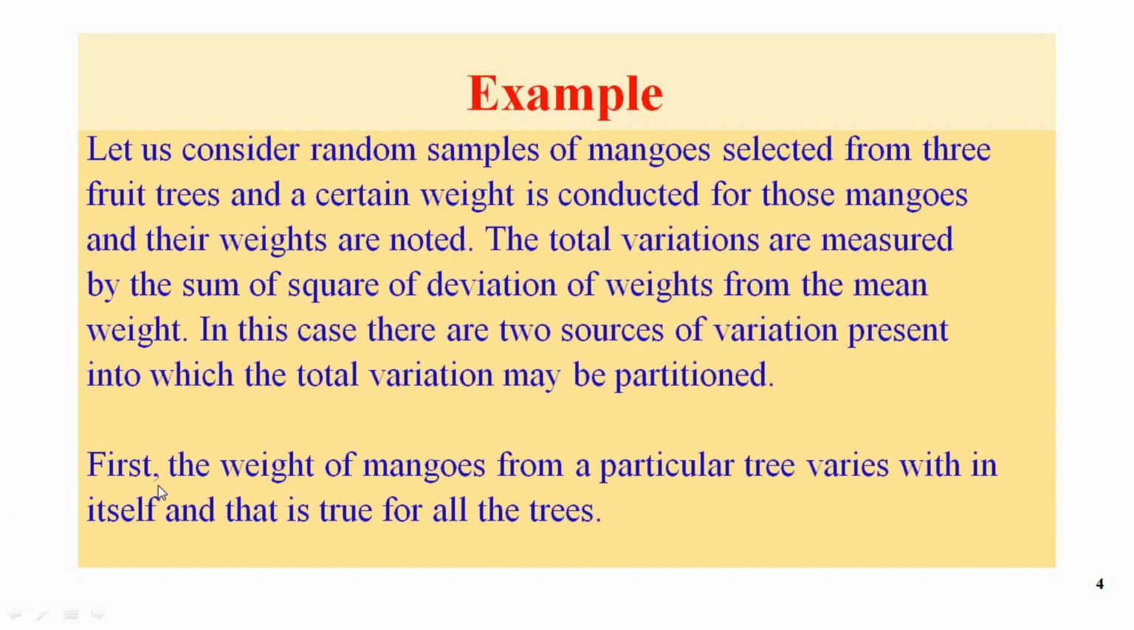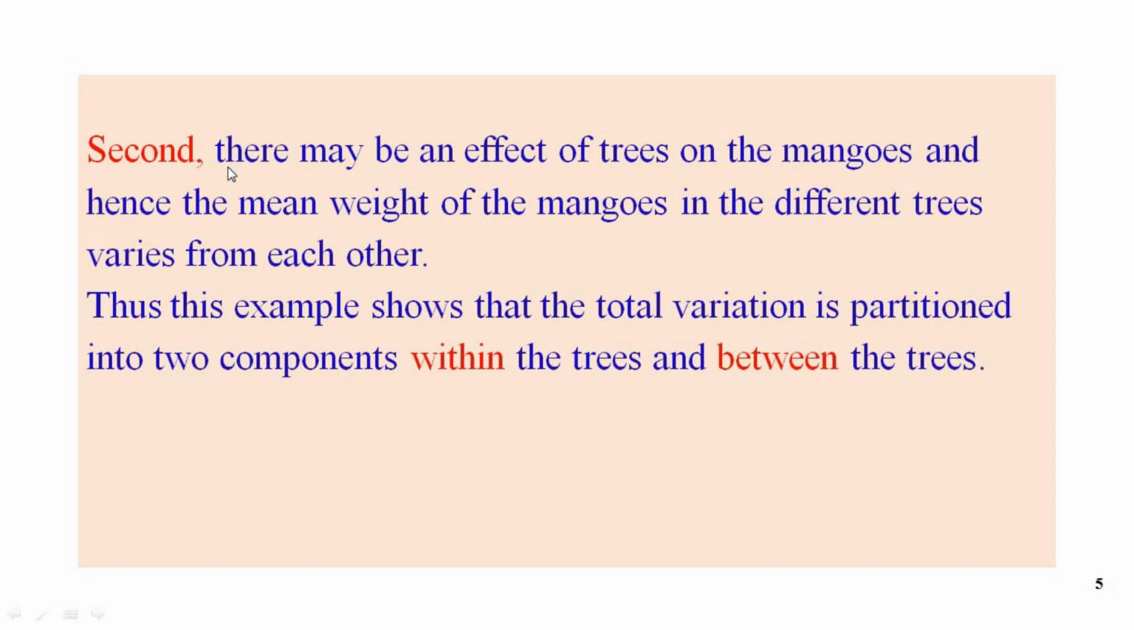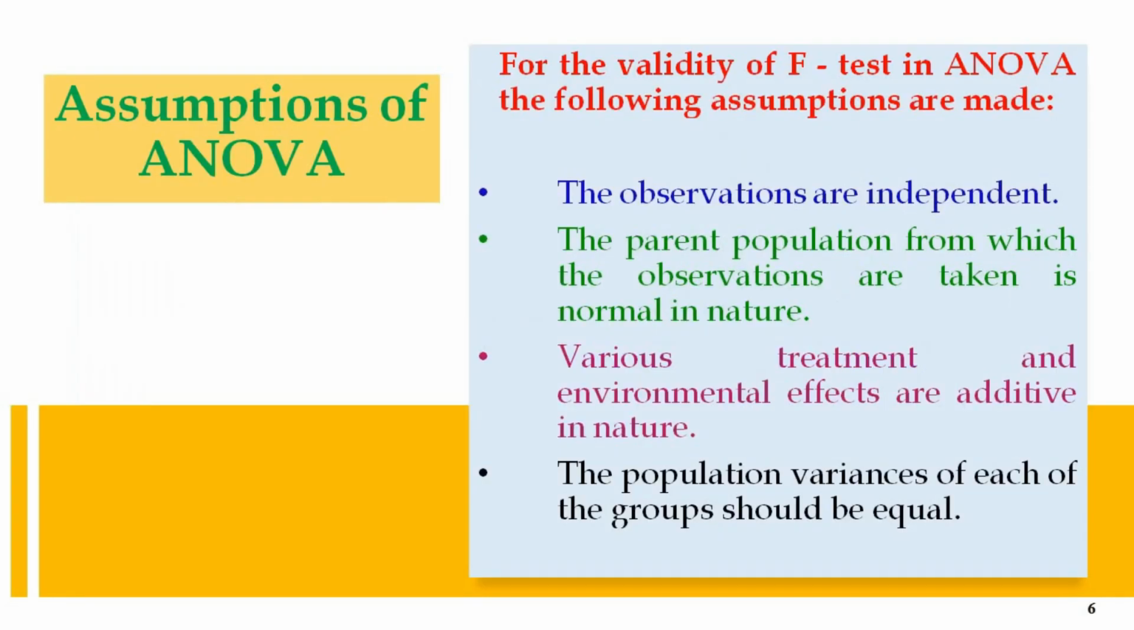First, the weight of mangoes from a particular tree varies within itself, and that is true for all the trees. And second, there may be an effect of trees on the mangoes, and hence the mean weight of the mangoes in the different trees varies from each other. So this example shows that the total variation is partitioned into two components, within the trees and between the trees. So this is the example of analysis of variance.